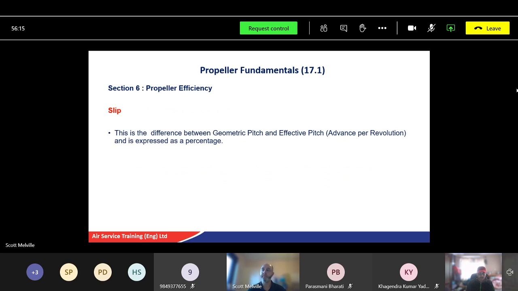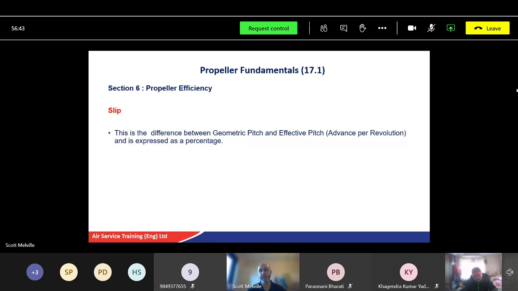So slip. Slip is the difference between the geometric pitch and your effective pitch. Think of a clutch in your motorbike or your car. You've got the engine running, you let the clutch out a little bit, but it's actually slipping until you let the clutch fully out. Once it's fully out, then you get the full movement forward. Roughly, a propeller slip is similar to that. Until it catches up with itself, it doesn't get there.